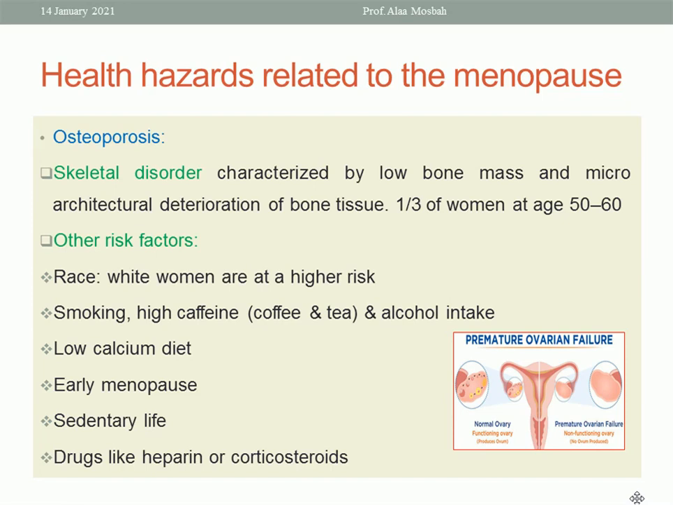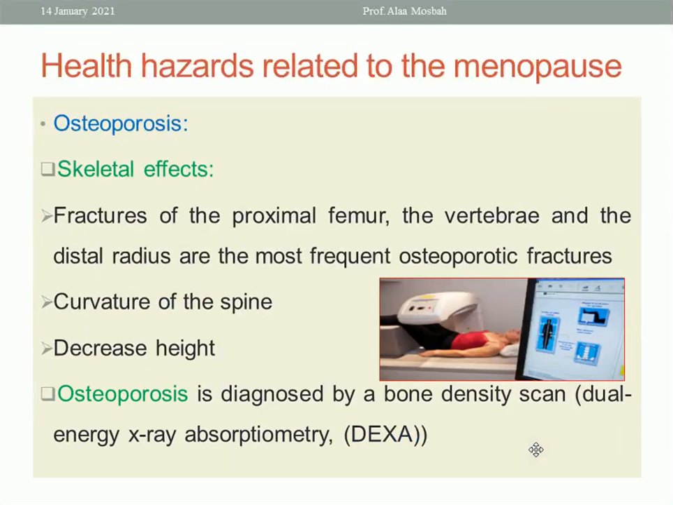What are the risk factors that may precipitate osteoporosis? The white race is high risk, smoking and high caffeine and alcohol intake. Early menopause is a very important risk factor if menopause occurs before the age of 40. Low calcium diet, sedentary life, and some drugs enhance osteoporosis like corticosteroid and heparin. So what is the effect of osteoporosis? Osteoporosis may enhance fracture of the vertebra, fracture of the neck of femur, and fracture at the distal radius, and this is important to know. Curvature of the spine, it may also cause decreased height.